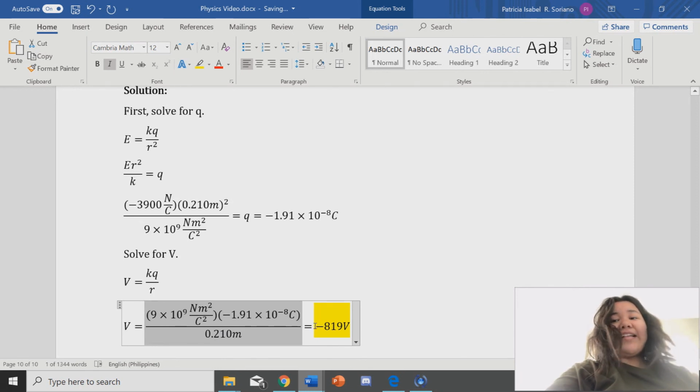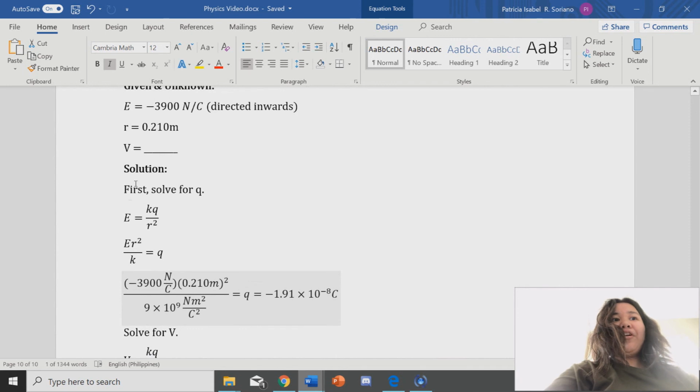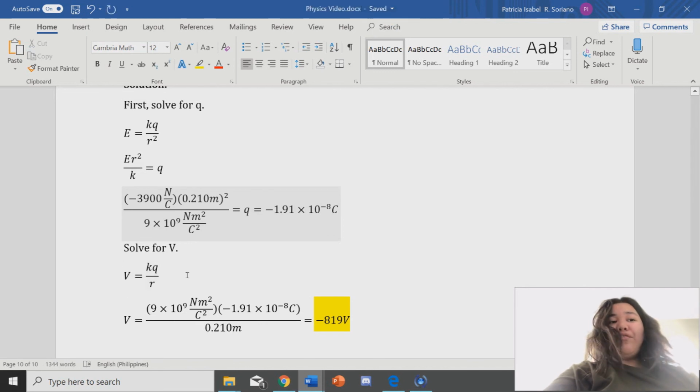That's our final answer basically for this problem. It's quite simple. Again, the final answer is negative 819 volts. And in order to solve for it with our given, all we need to do is solve for Q by using the electric field formula E is equal to KQ over R squared. Then substitute that Q to the formula for V, electric potential V, the KQ over R, and that's it. You'll be able to obtain your electric potential V.